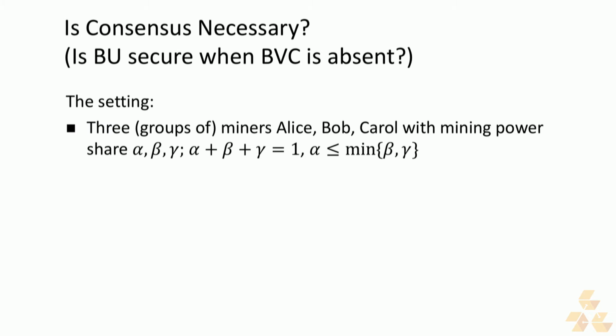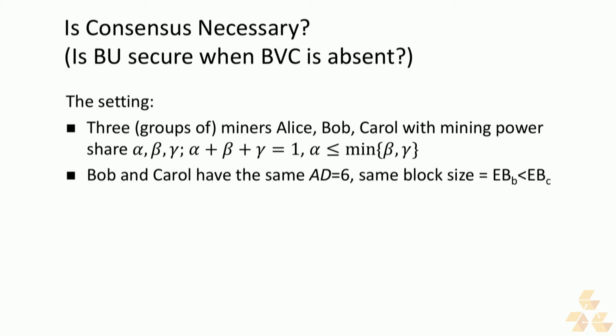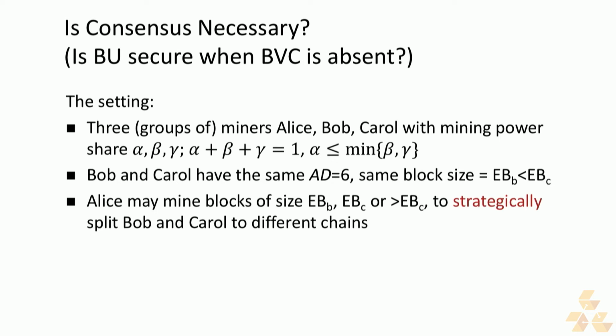Here's the setting. There are 3 groups of miners, Alice, Bob, and Carol, with mining power share alpha, beta, and gamma. Alpha plus beta plus gamma equals 1 because they are mining power share. And alpha is no bigger than the smaller one between beta and gamma. Bob and Carol have the same AD, which is 6. They have the same block size, EB Bob, which is smaller than EB Carol. Alice may mine blocks of size EB Bob, EB Carol, or larger than EB Carol to strategically split Bob and Carol to different chains. Alice is the strategic miner, or in some cases, Alice is the attacker.